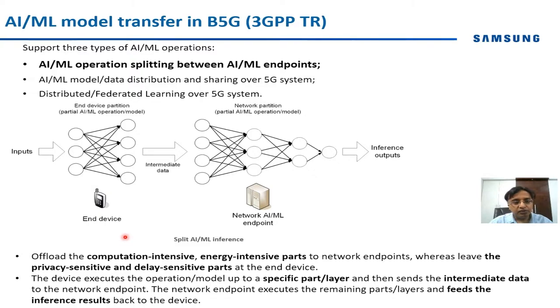Now, the device will do the model execution up to a specific layer, and then send the intermediate data to the network, as shown in this picture. So if we have 1, 2, 3, 4, 5, 6 layers, it can do up to 2 layers, for example, and then transmit the intermediate data so that the last 4 can happen on the core network. And then the inference output has to be fed back to the user equipment to actually show what it was, right? So this is the overall procedure for AI/ML operation splitting between the two nodes in a simplistic architecture.